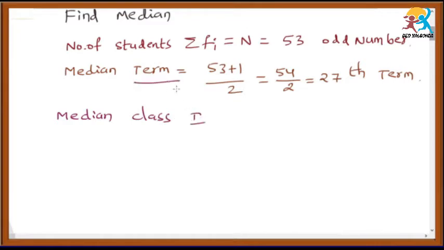This term is used for an ungrouped frequency table. So here we are writing the grouped frequency table, that is why instead of term we can use class interval. So the median class interval, this we have to find out.